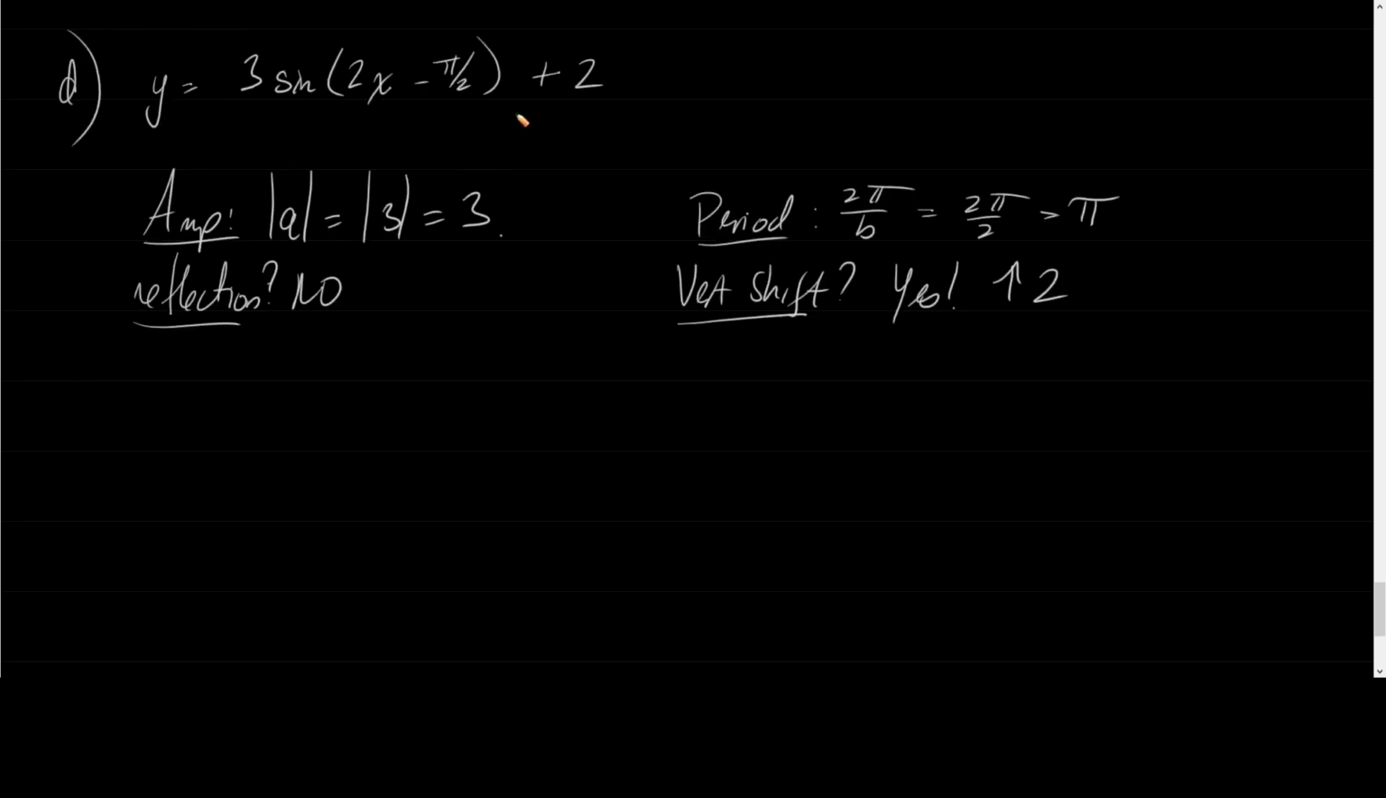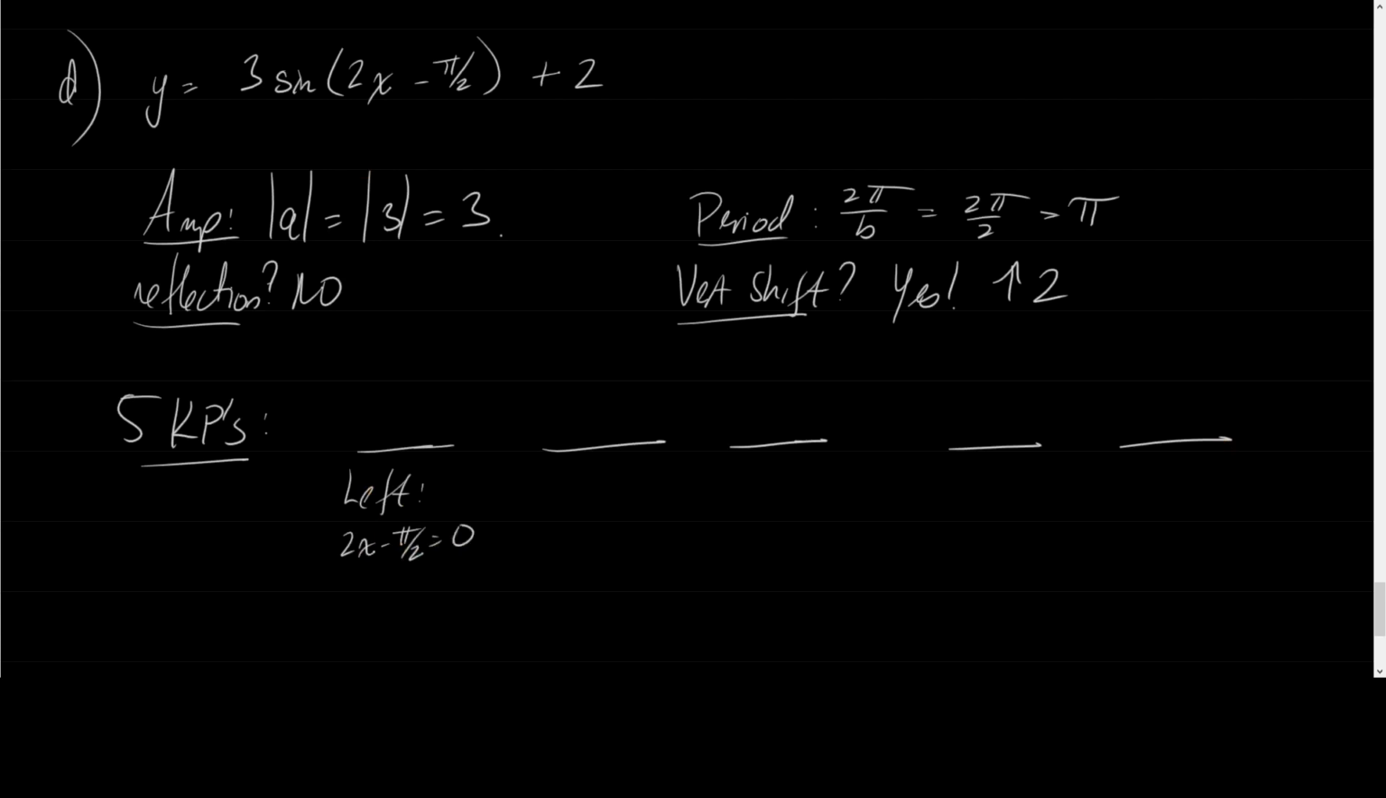And now let's get our 5 key points. So 5 key points. So 1, 2, 3, 4, 5. And the left endpoint is by taking the inside, 2x minus pi over 2, setting that equal to 0. So I have 2x is equal to positive pi over 2, x is pi over 4. So there it is, pi over 4.